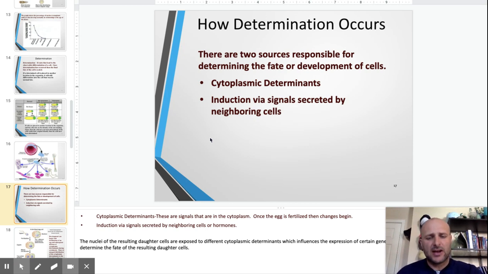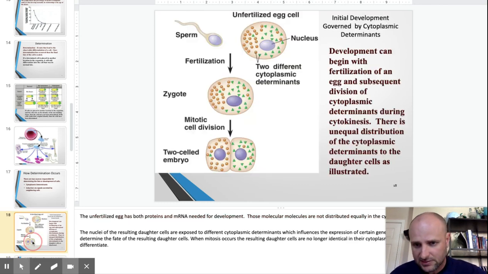Two things. You've got cytoplasmic determinants. These are things actually in the cytoplasm. And then you have induction via signals of neighboring cells. So a different cell next to it might induce a certain cell to become something else.